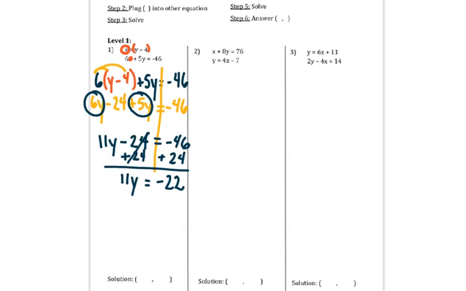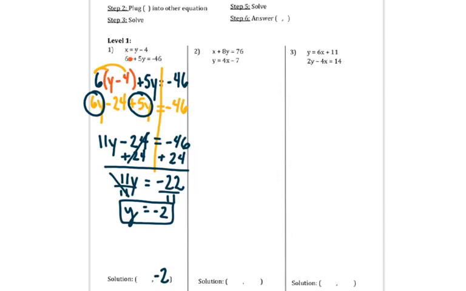And then divide. So we just solved for y, and we got that y is negative 2. So in the y spot of the ordered pair, I am putting the number negative 2.